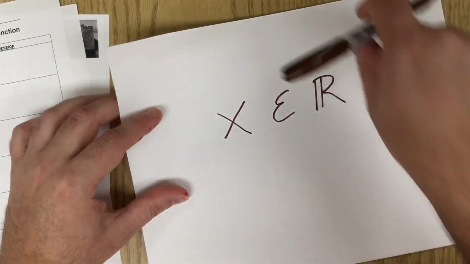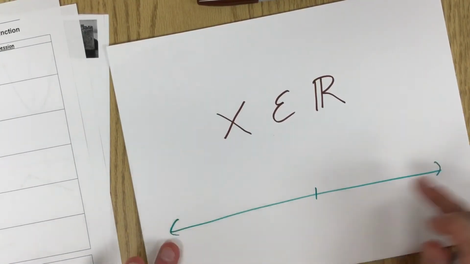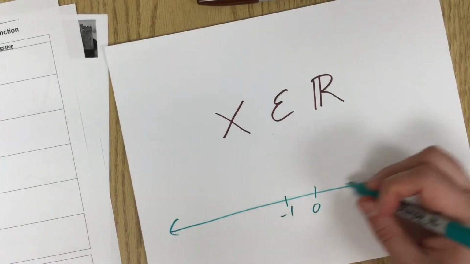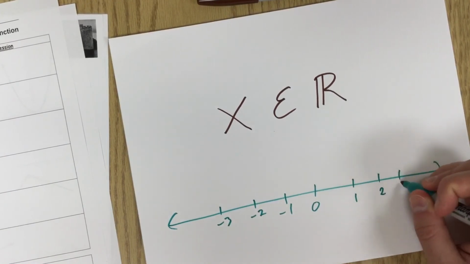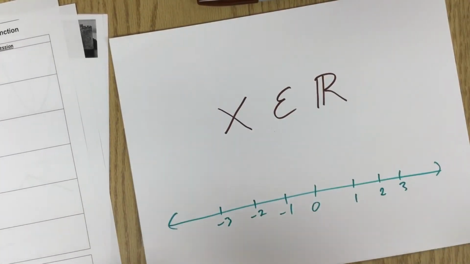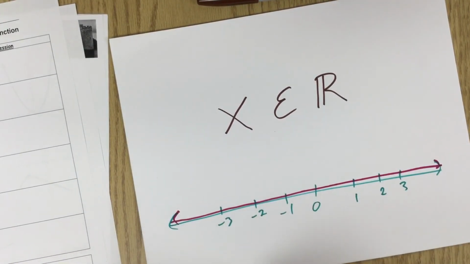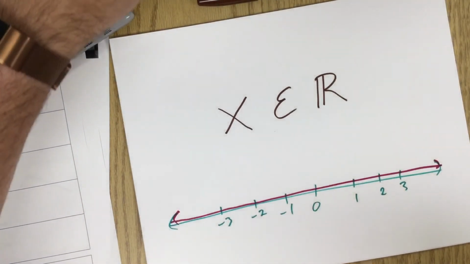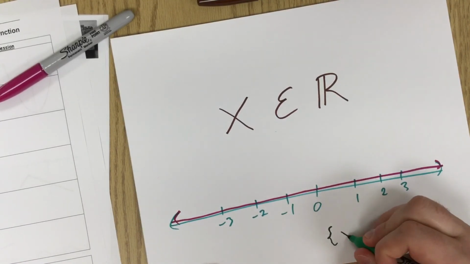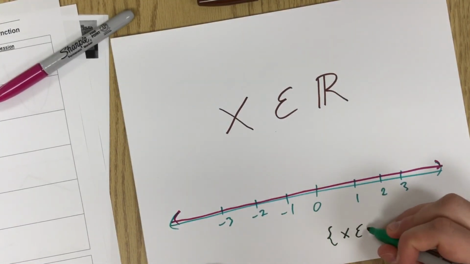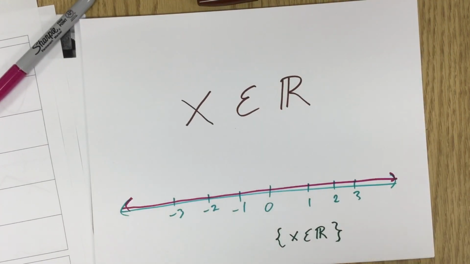So going back to our example, let's say we had a number line, and these arrows mean infinity, so -1, 1, -2, -3, 2, 3. If I wanted to describe all possible numbers, from -infinity all the way to positive infinity, the way we're going to describe this is: it's the set of numbers where x is one of those real numbers. And that's the way we describe that one.